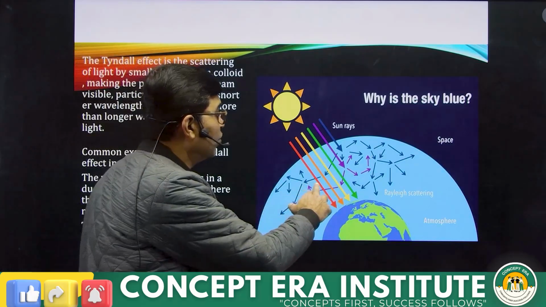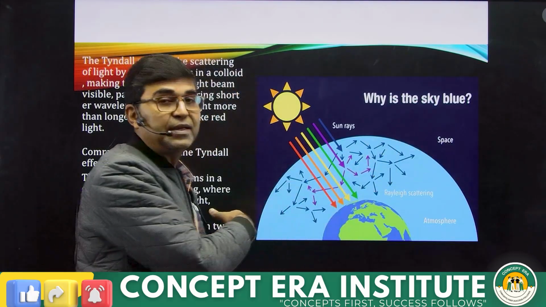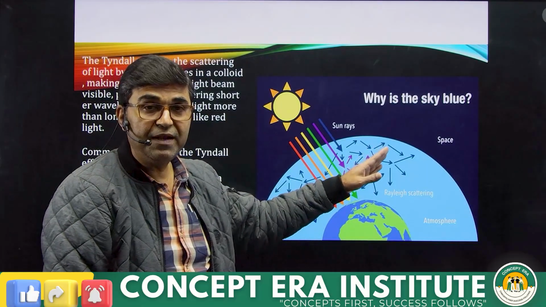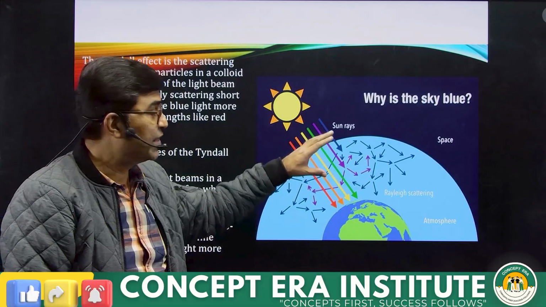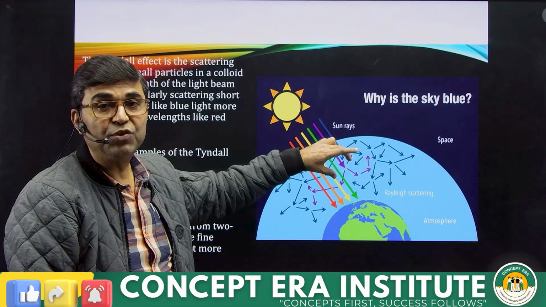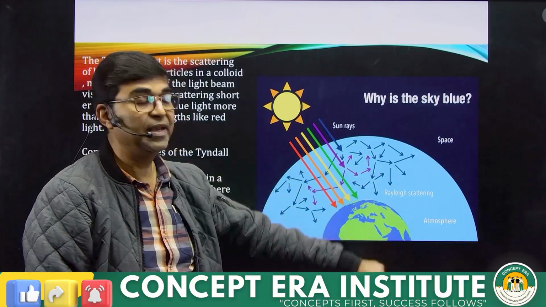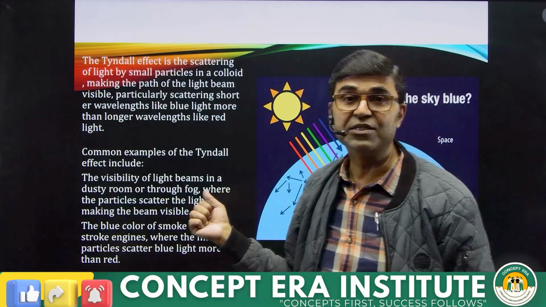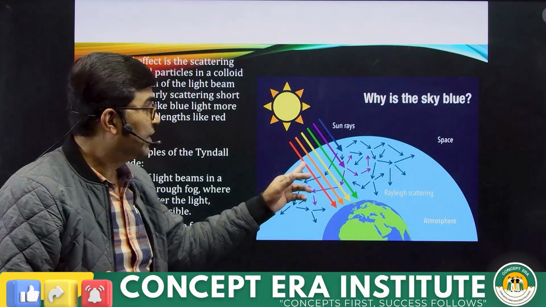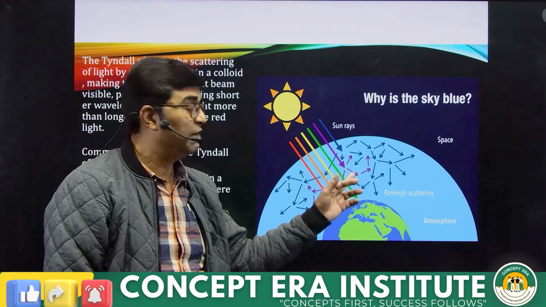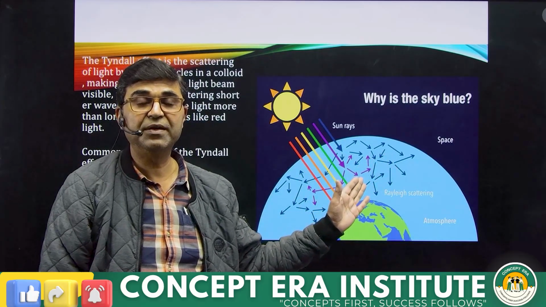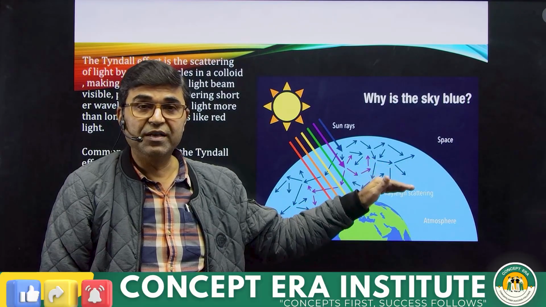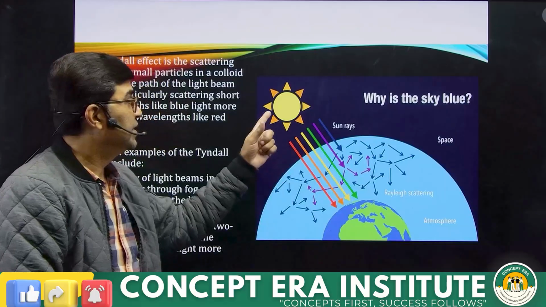So if we are not looking directly at the sun, we are looking on either side of the sun, we see what light? The light which is scattered by those particles, and those wavelengths of light together make the sky blue. It is a characteristic color, sky blue color. It is called so because all the wavelengths that are scattered by the suspended particles, when they reach our eyes, we perceive a particular color of the sky, that is blue. That's why sky is blue.